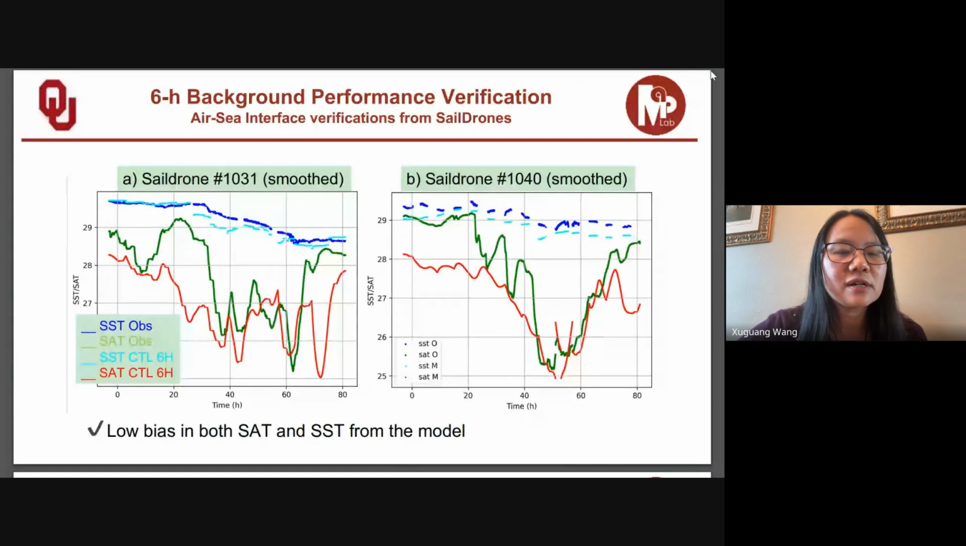The other 2 curves are from the models. Depending on which saildrone you're looking at, in general, SST is verified better than SAT, and they both actually have low bias compared to the observations.